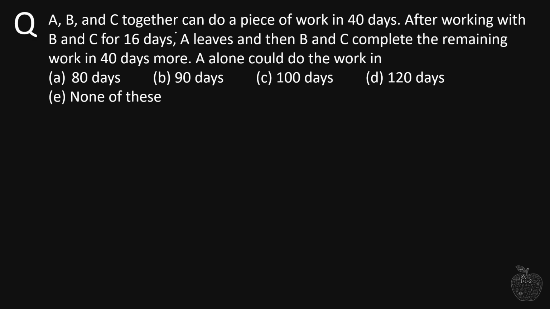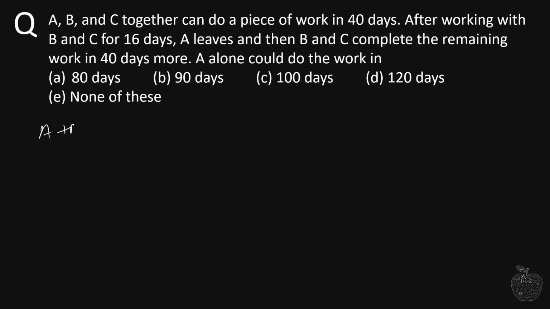A, B and C together can do a piece of work in 40 days. After working with B and C for 16 days, A leaves and then B and C complete the remaining work in 40 days more. A alone can do the work in... Alright, so we are given that A, B and C together can do a piece of work in 40 days.